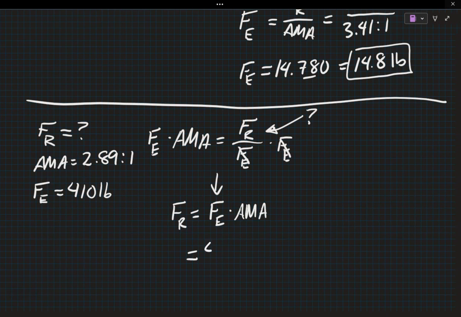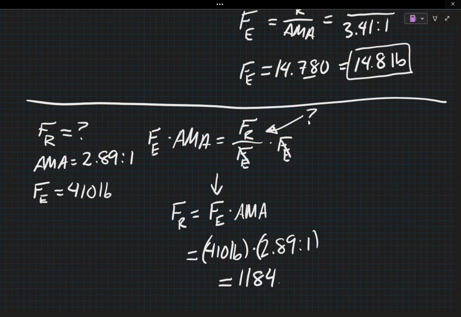So our effort force is 410 pounds, and our AMA is 2.89 to 1. So 410 times 2.89 is a big old number. So we get 1184.9, which if we round to 3 digits gives us 1180. So just about 1,200 pounds of force.